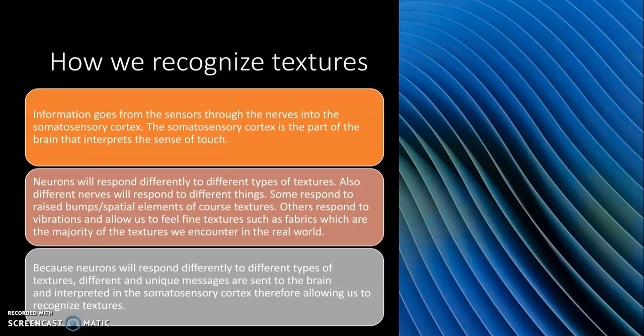So maybe you were feeling a stuffed animal, that's like light pressure, and those specific receptors would send a unique message to your brain telling you that it was soft, and you would be able to recognize what that texture was.